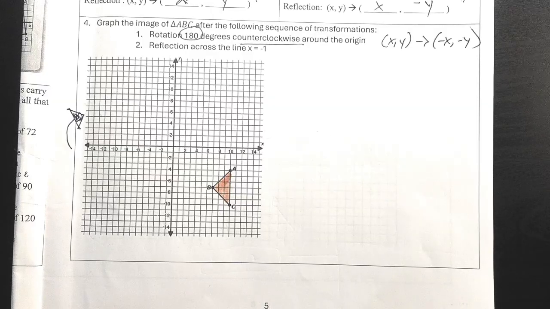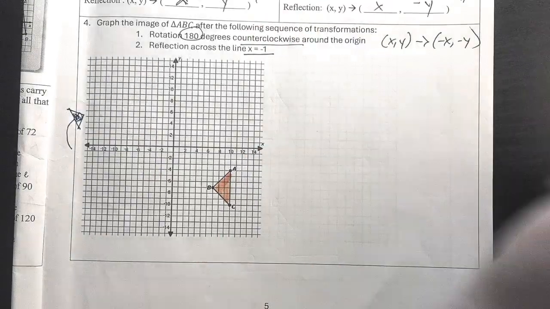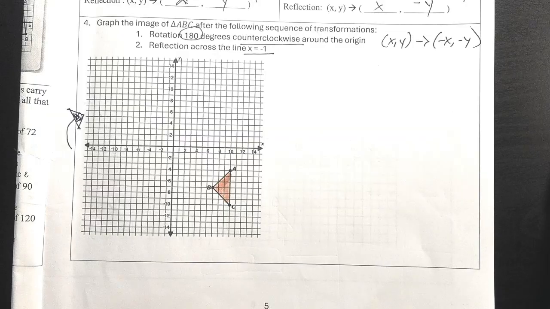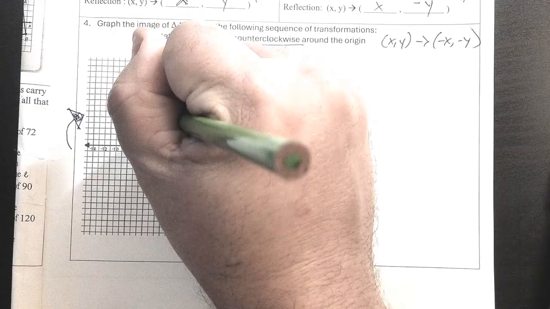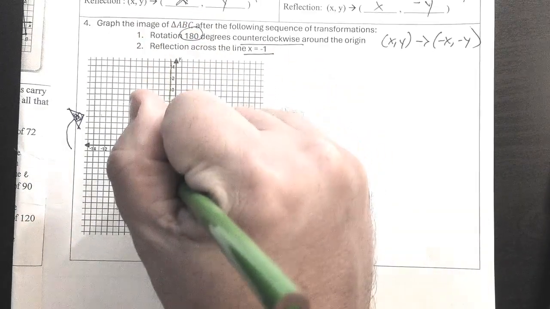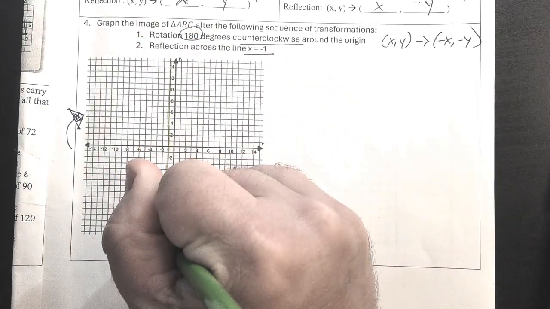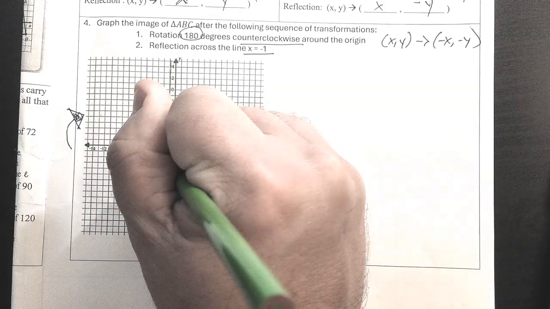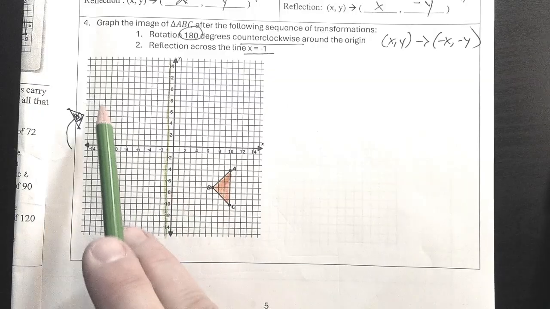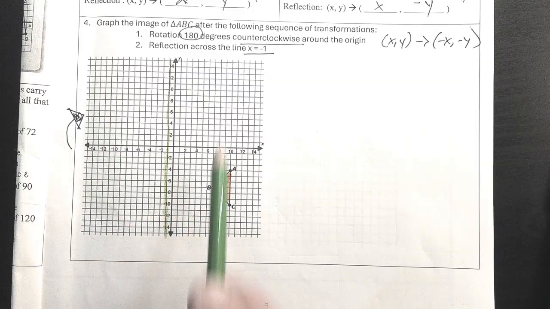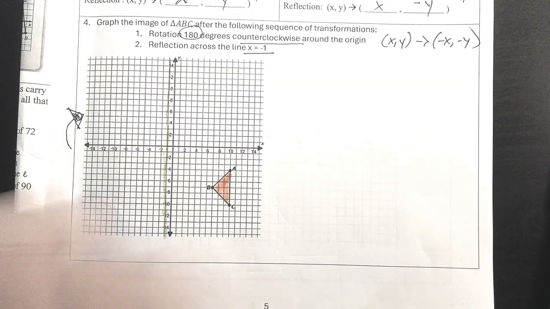And then they want a reflection in the line y equals negative 1. So y equals negative 1 is right here. This is the line in between the origin and the 2, just below the origin. So we're going to move over here, and then we're going to reflect over here. So we're going to end up at the final resting place there.